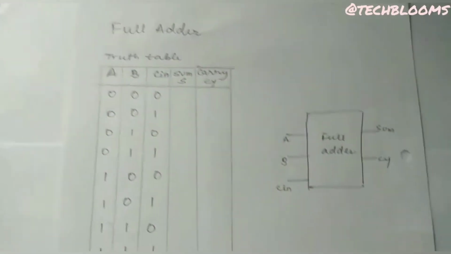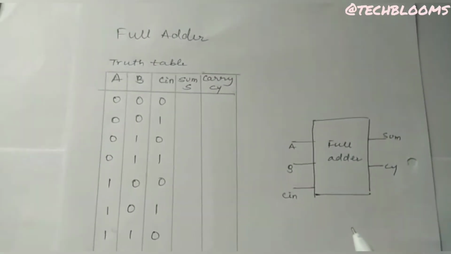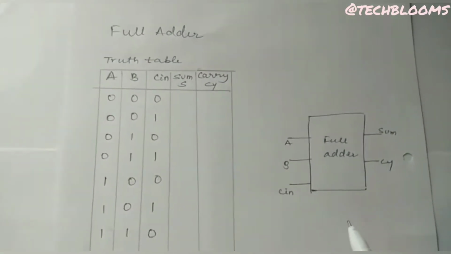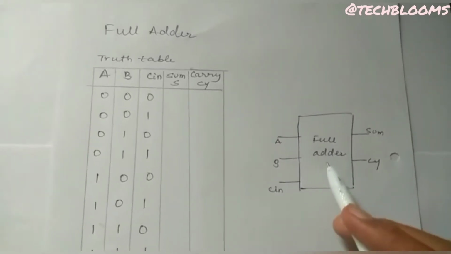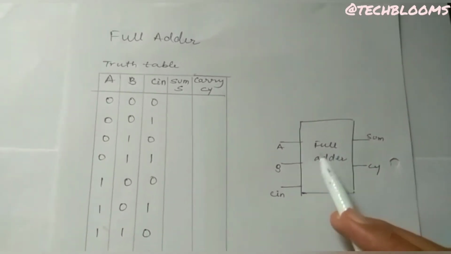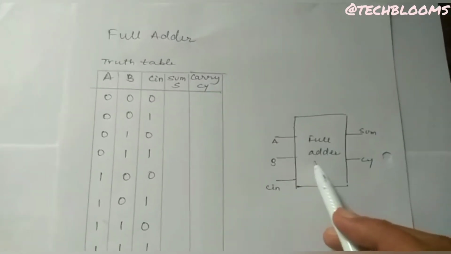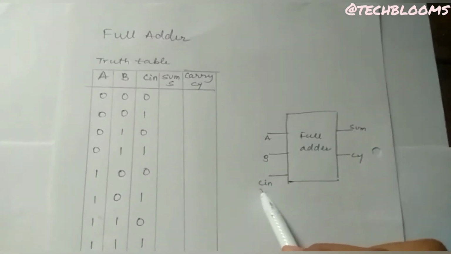Today I am going to explain full adder. So why do we use a full adder? As adding of carry is not possible in a half adder, to overcome that problem we are using a full adder. In a full adder we can use that carry.